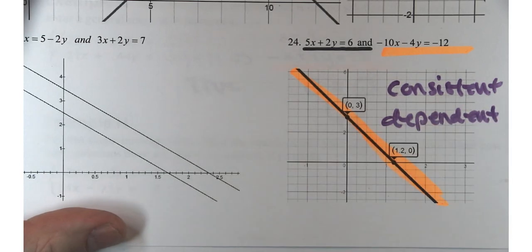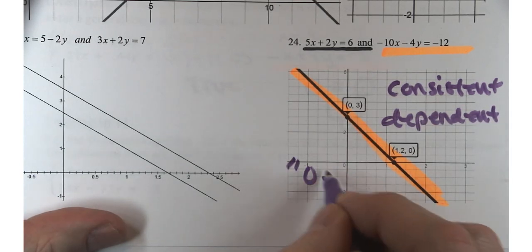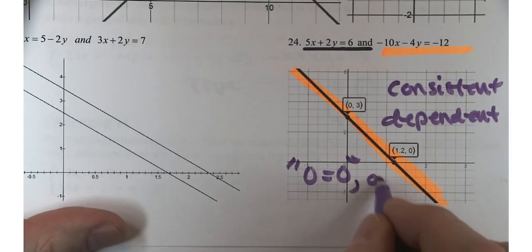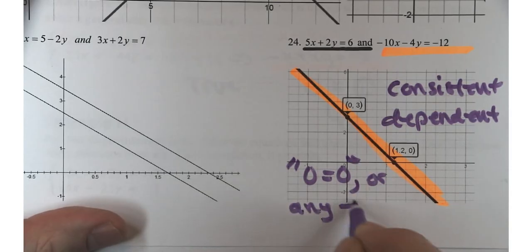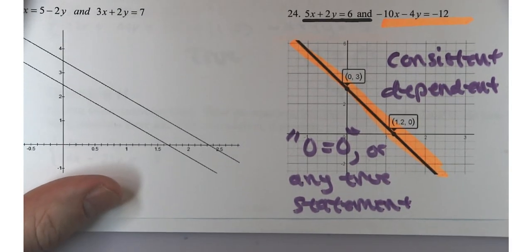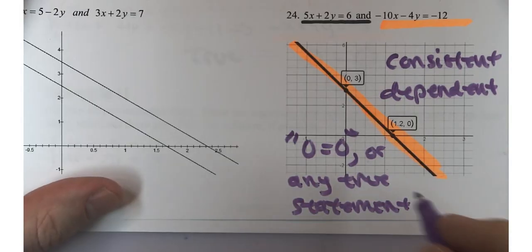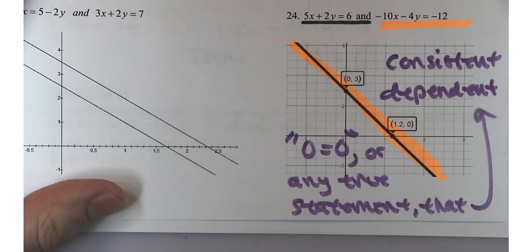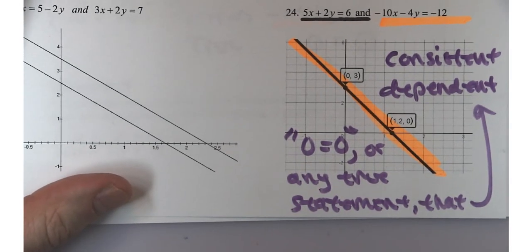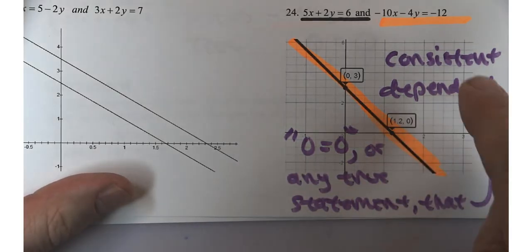And if you have something like 0 equals 0, or a true statement, or any true statement, after the variables have dropped out, then that implies that you have a dependent system of equations. So if the variables drop out and you end up with something true, you've got a dependent system of equations.